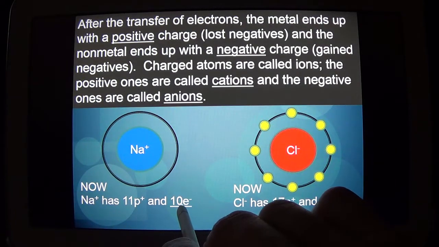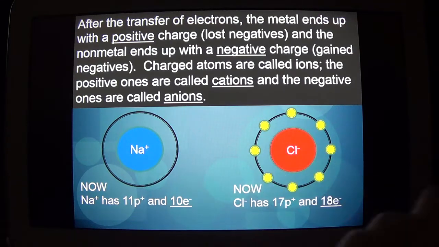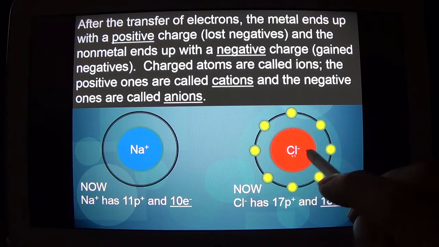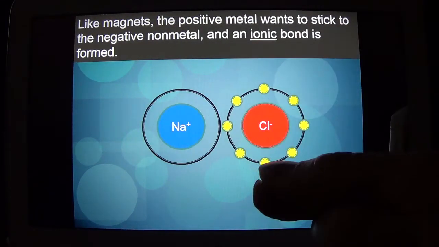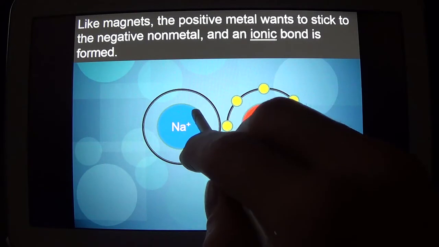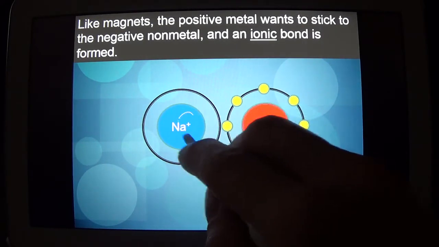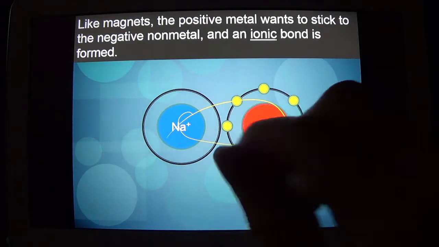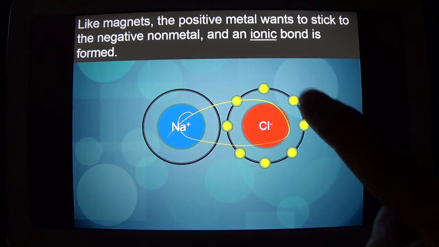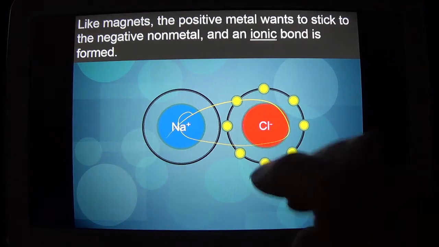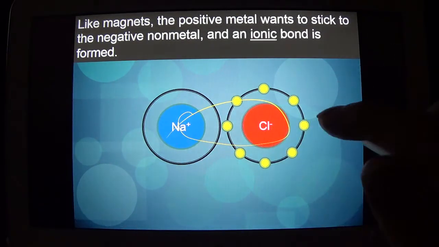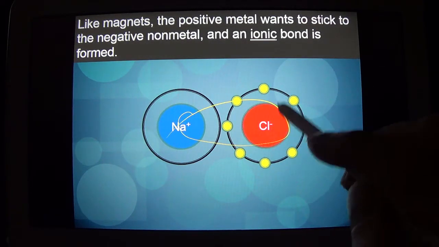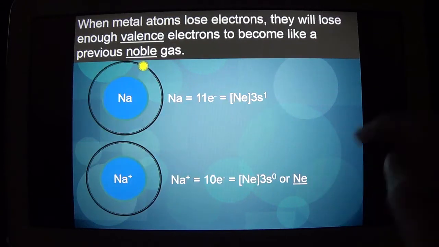11 positives and 10 negatives mean a positive 1 is left over. 17 positives and 18 negatives mean a negative 1 is left over. They then literally stick together magnetically. We call it an electrostatic attraction, but it is positive and negative. Opposites attract, they're going to stick together. That is the ionic bond. So the transfer of electrons comes first, and then as they stick together as magnets, that is the ionic bond.